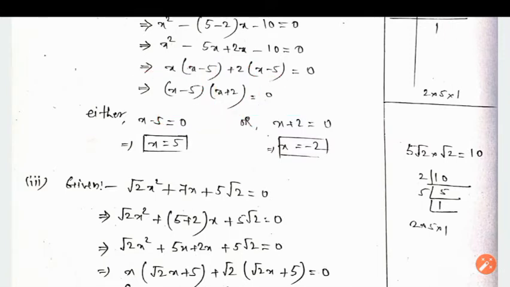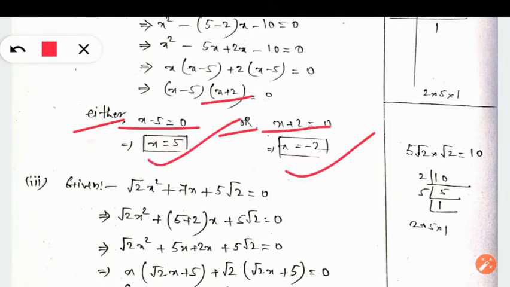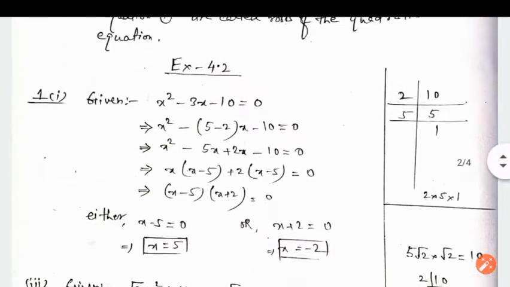So right now we don't know which one is 0. So what will I write then? We will write either x minus 5 equals 0 or x plus 2 equals 0. And after doing that, we got the values of x, 5 and minus 2. So these are the roots of the quadratic equation, which we have got by the factorization method. Now let's do the next part.